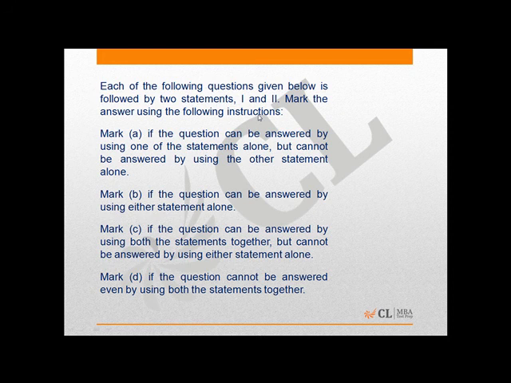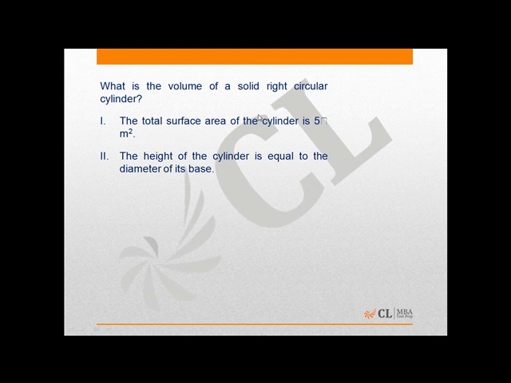Mark B if the question can be answered by using either of the statements alone. So A can give the answer, B can also give the answer individually. C if they cannot be answered individually but can be answered using the combination of the two statements, and D if the question cannot be answered even by using the combination of both statements. Okay, so let's see the first question.